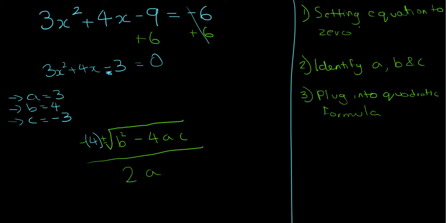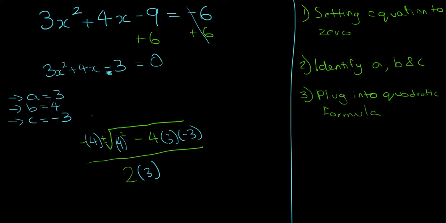So negative 4 plus or minus, take out the b, we get 4 squared minus 4, we raise the AC, we get 3 times negative 3. That's all over 2 times a, which will be 3. Okay, so we just plug this stuff in.